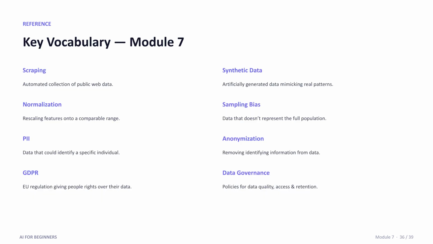This vocabulary reference provides a summary of the core terms we covered in this module, from scraping and synthetic data to normalization and data governance. Feel free to pause and take a screenshot of this list for your future reference.